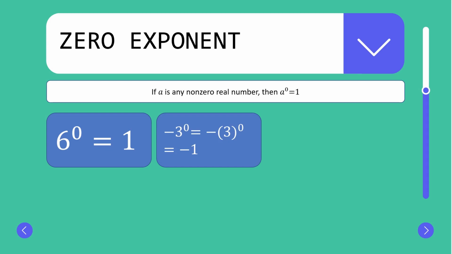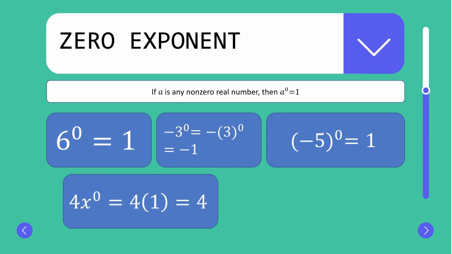Next, we have negative 3 raised to 0. Again, we take the definition of zero exponents, but we take the negative as well. So negative 3 raised to 0 is the same as negative quantity 3 raised to 0, which is equal to negative 1. It is negative 1 and not positive 1, since negative 3 is not entirely raised to 0. Next, we have negative 5 raised to 0. For this example, negative 5 is entirely raised to 0, so the answer will be equal to 1.